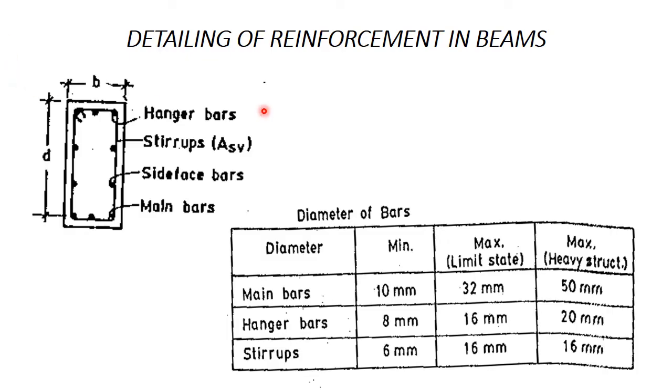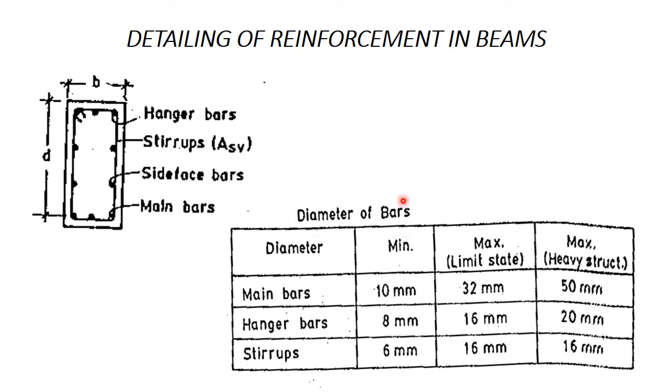Whenever there is a beam, whether simply supported, continuous or cantilever, there are some main types of reinforcement. One is the main bars, which are provided at the top or the bottom. Hanger bars are again provided at the top or bottom. For simply supported as well as continuous beams, main bars are provided at the bottom, whereas for a cantilever they are provided at the top. And stirrups are provided for all three types of beams. The side face reinforcement comes into the picture only when the depth of the beam is more than 750 mm.